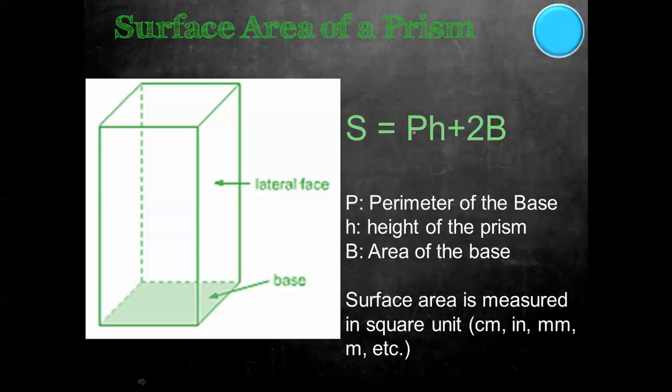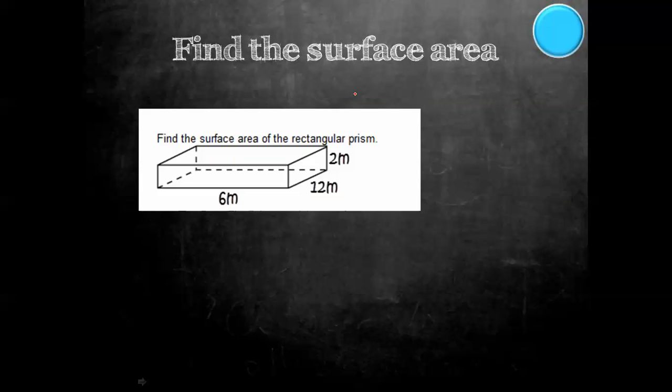Okay, find the surface area of the prism. Remember that our formula is P, the big P stands for perimeter of the base. H stands for the height of the prism. The height of the prism is what connects the two bases. And then B stands for the area of the base. Remember we measure surface area in square units. So it'd be square centimeters, square inches, square millimeters, square meters, etc. So here we want to find the surface area.